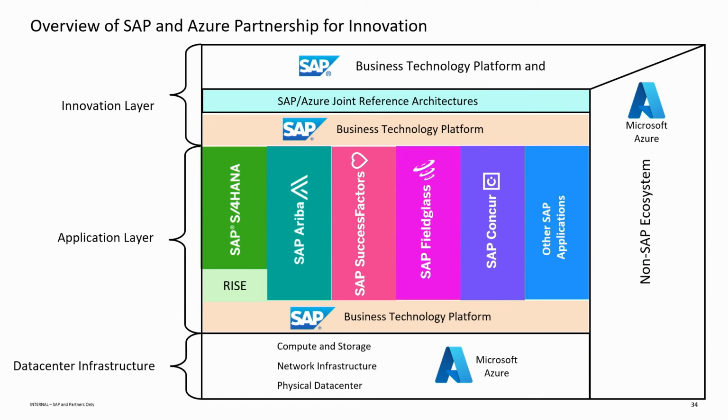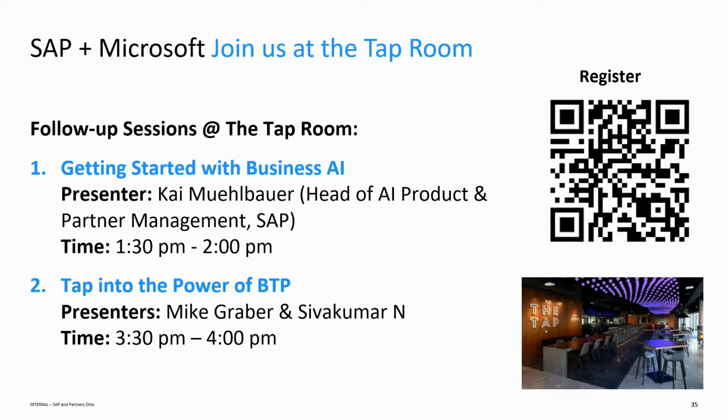And then on top of that, we have BTP that acts as an integration layer, right? And on top of that, as Shiva indicated earlier, we have joint reference architectures that we build with Microsoft where we give you the recipe of how to build applications that move over between SAP and Azure. And then, of course, Azure represents the non-SAP ecosystem. They're very, very big over there, and we understand that that's where they play. But when you're building things on top of SAP, that's where you do it, in BTP.